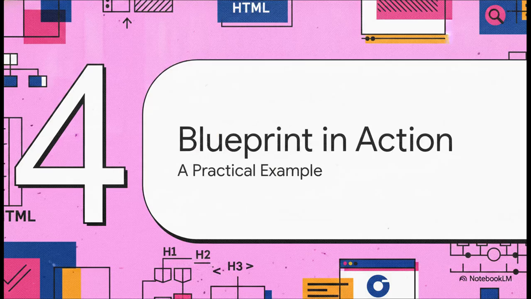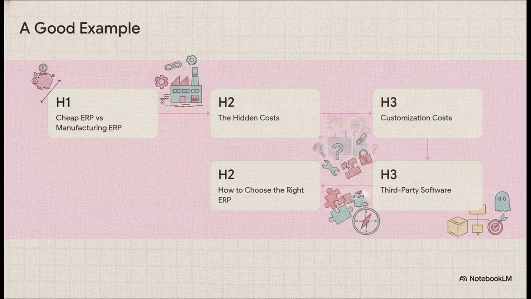Section 4. The blueprint in action. Let's look at a practical example. Let's say you're writing an article called Cheap ERP versus Manufacturing ERP. Step 1, that's your H1 title. Step 2 introduces a major chapter, an H2 called The Hidden Costs. Steps 3 and 4 dive into the details of those costs using H3s, customization costs, and third-party software.